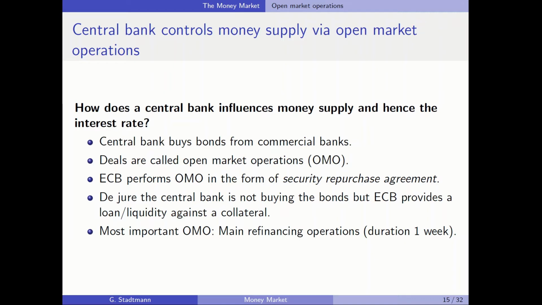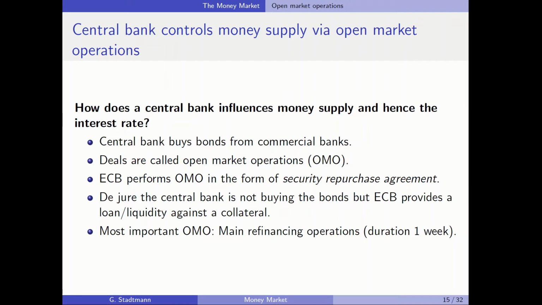These deals are called open market operations because the ECB does not buy these kinds of bonds directly from the governments, but is buying the bonds at the money market or at the capital market. Hence, the ECB is dealing with commercial banks when it comes to these open market operations.